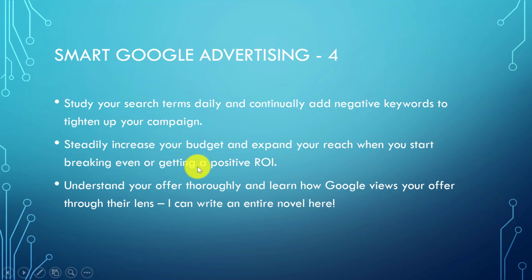You want to steadily increase your budget and expand your reach when you start breaking even or getting a positive ROI. As soon as you start breaking even or getting a positive ROI, raise that budget immediately, because this is going to let Google know, hey, these guys are in business. These guys really want to make money, so we're going to give them more impressions. More impressions could lead to more clicks, which could lead to more profit. So that's exactly what you want to do there.